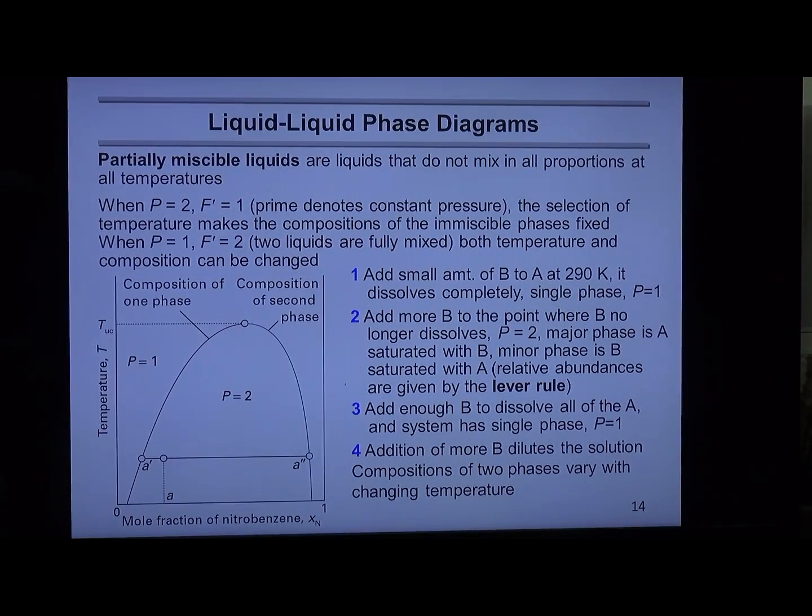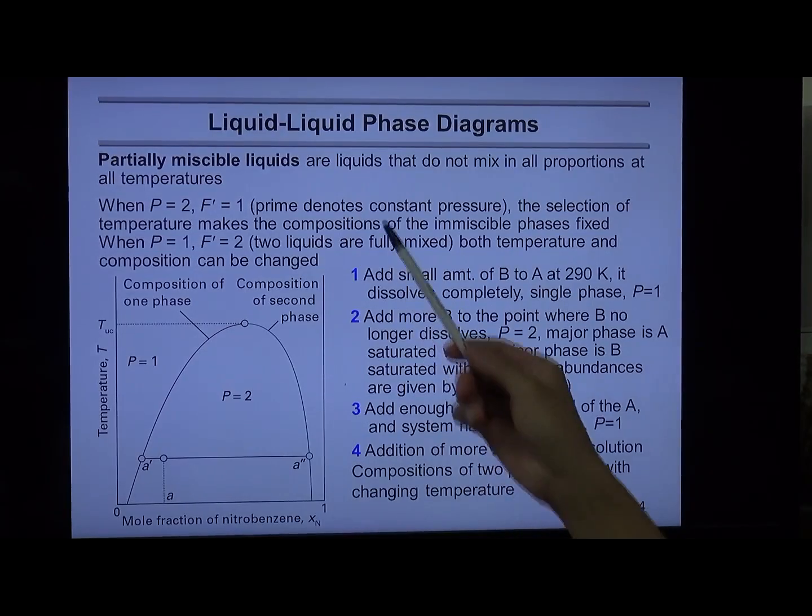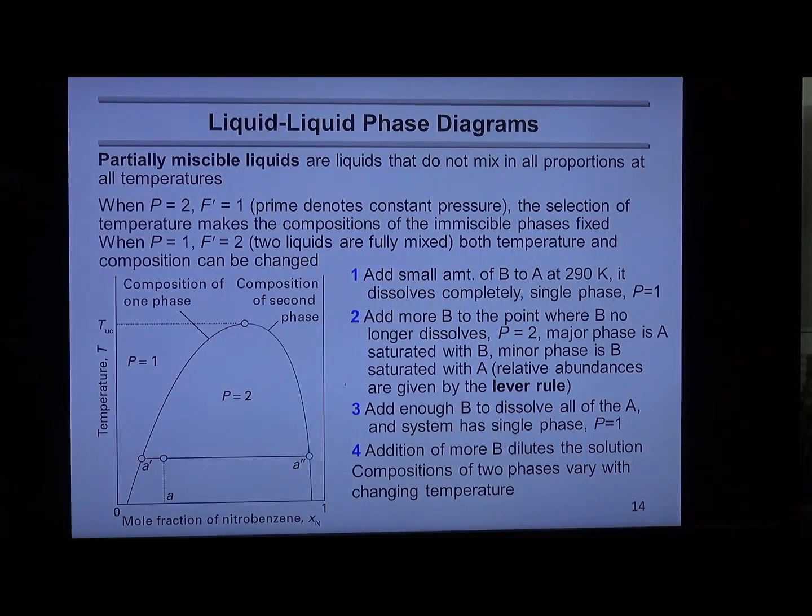Until now, especially for liquid-liquid phase behavior, we considered 2 out of 3 different kinds of liquid mixtures: totally miscible ones and immiscible liquids. Now, we will consider partially miscible liquids and how their phase diagram looks.